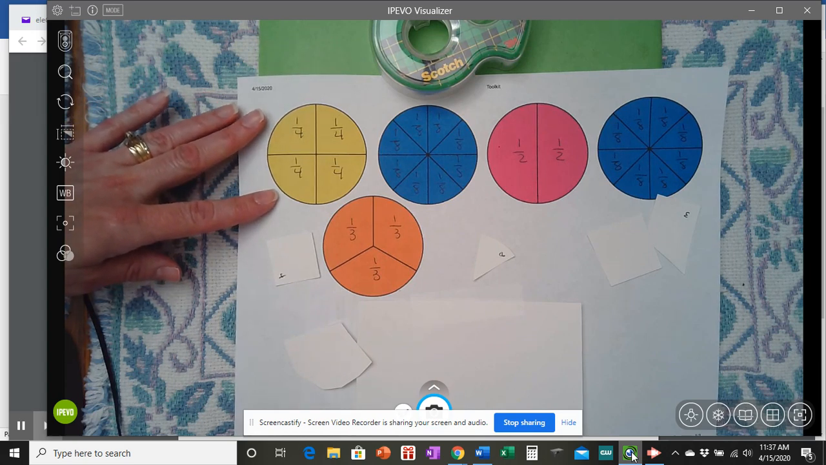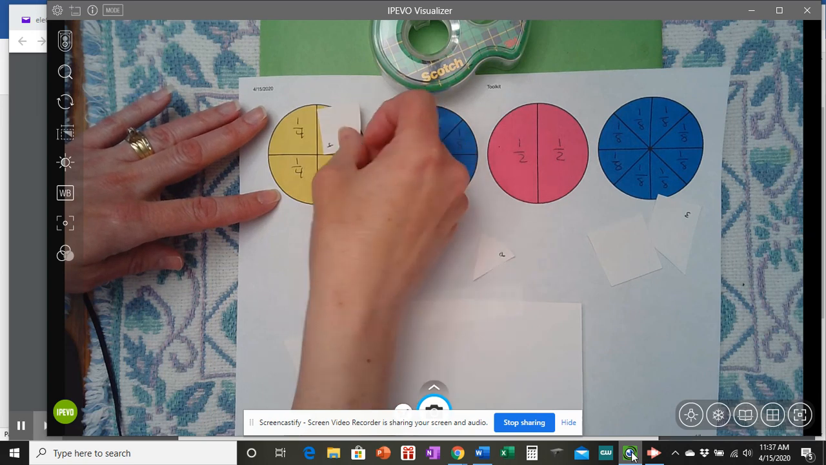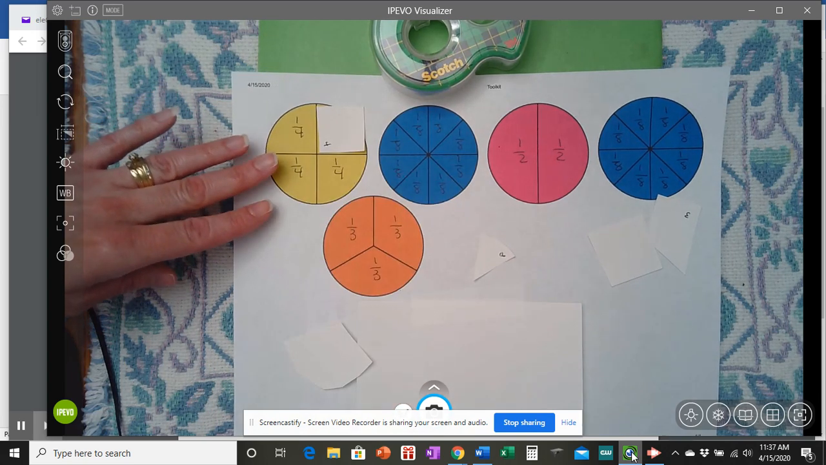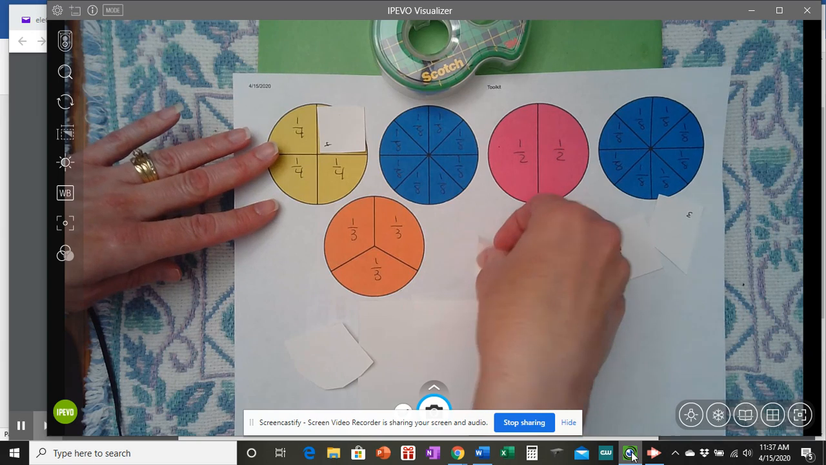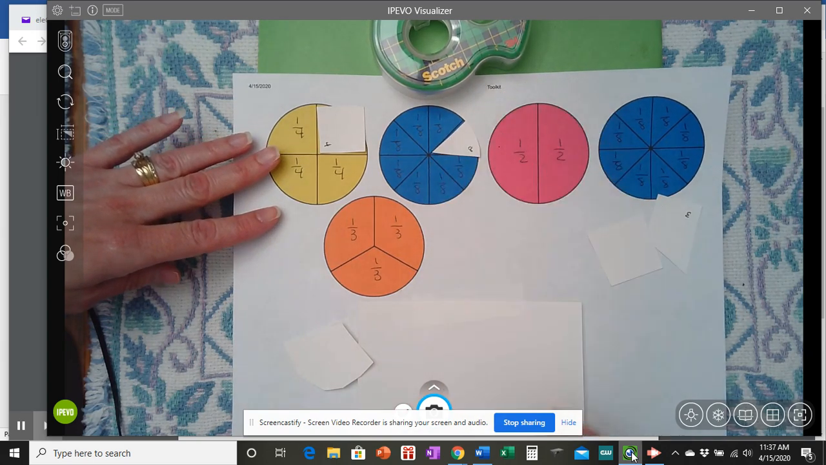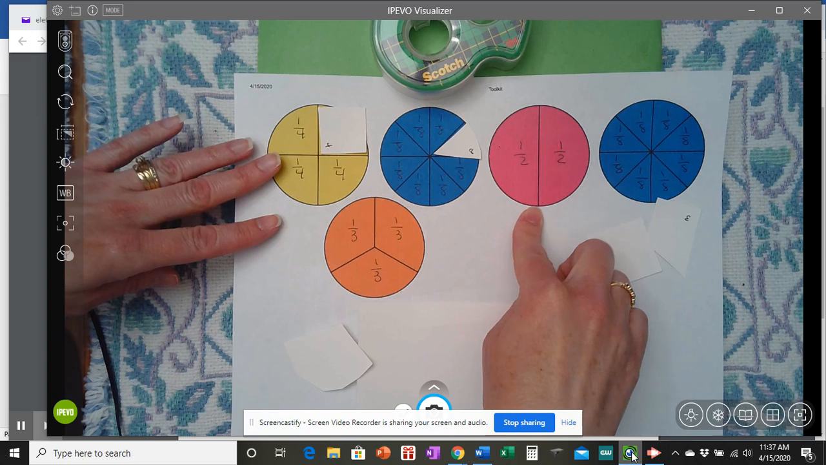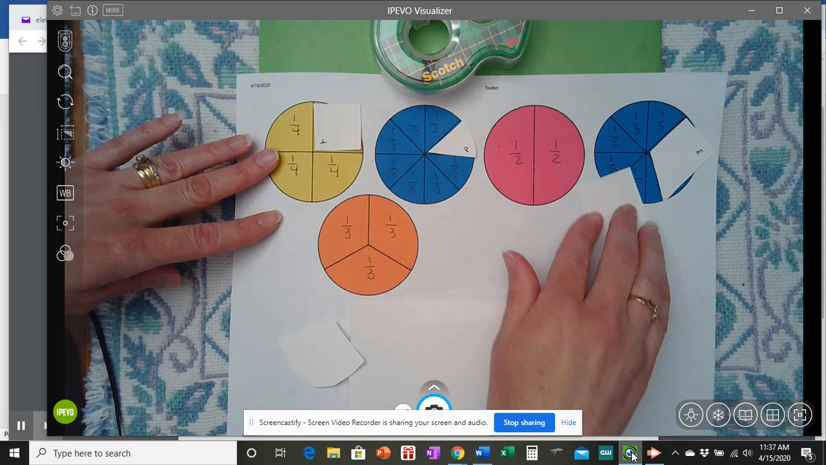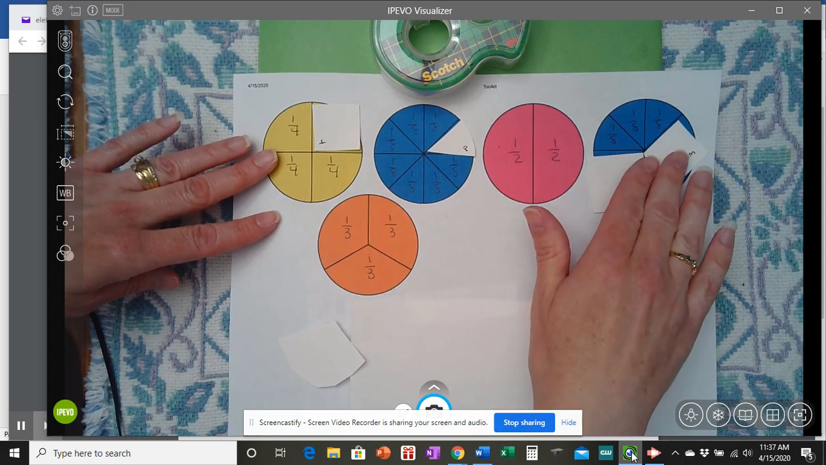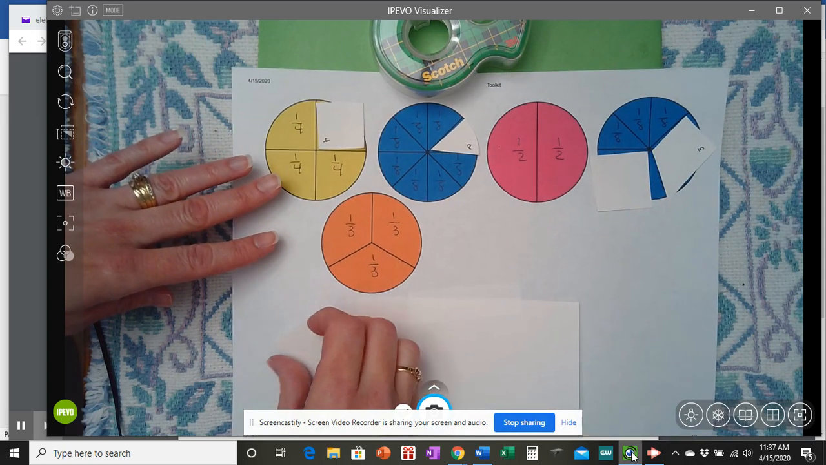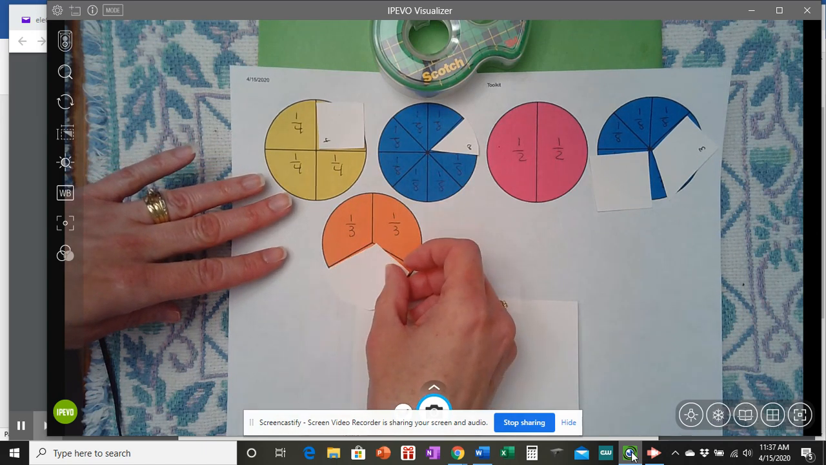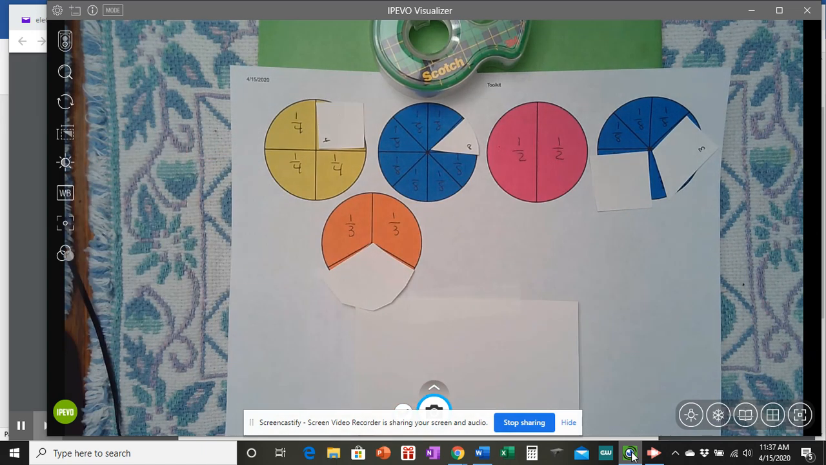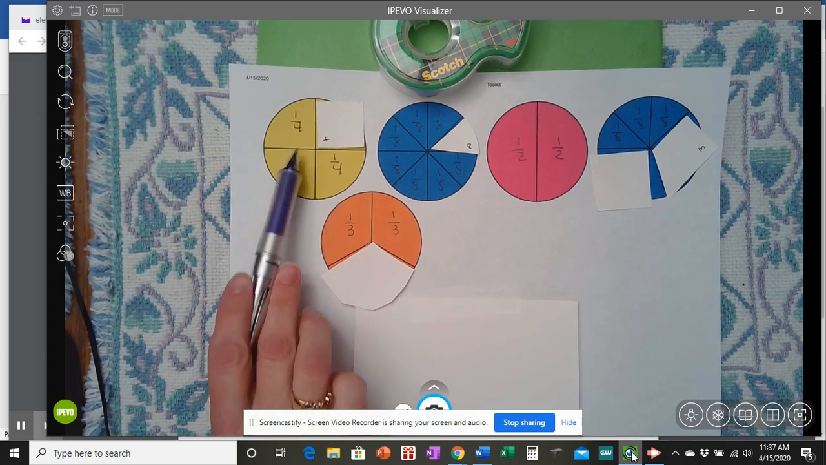So Steve has 3/4 is greater than 1/2. Steve has 7/8 is greater than 1/2. Steve has 2/2 is greater than 1/2. Steve has 3/8 is greater than 1/2. And Steve has 2/3 that is greater than 1/2.